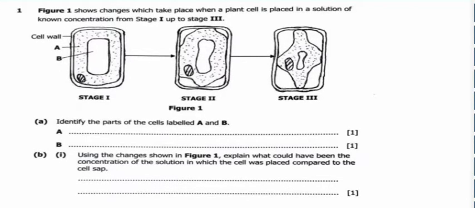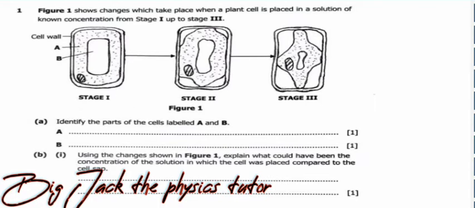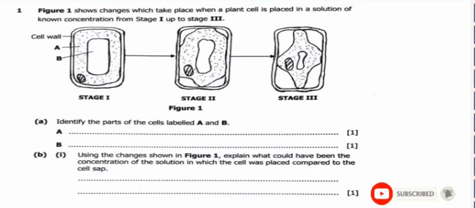So this is Biology Paper 2, 2023, internal. The question reads: Figure 1 shows changes which take place when a plant cell is placed in a solution of known concentration from stage 1 up to stage 3. So we have stage 1 up to stage 3. According to the arrows, we are starting from stage 1 up to stage 3.